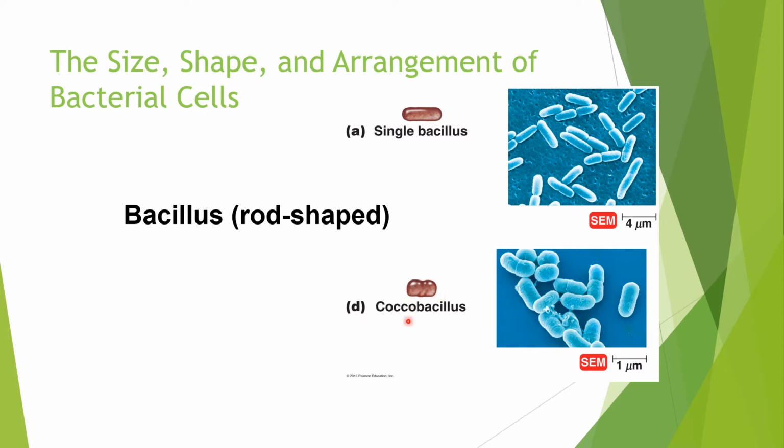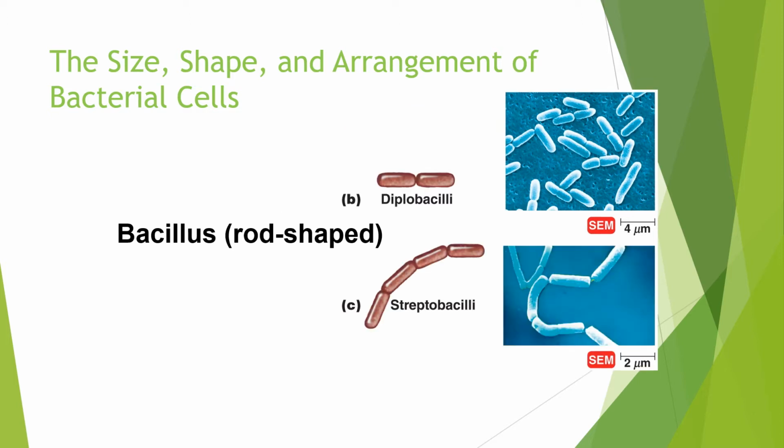Some of them actually are known as coccobacillus because they're not totally rods, and they kind of look like coccus bacteria, but they're a bit elongated, so we call them coccobacillus. And so, as I said, if you have two, call it diplo. If you have a chain, it's strepto.